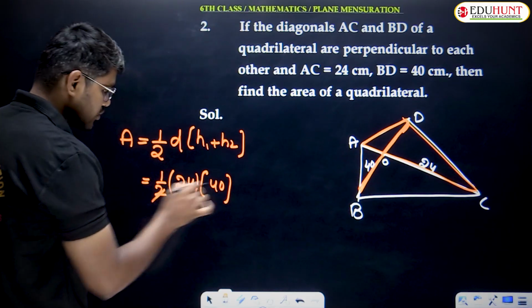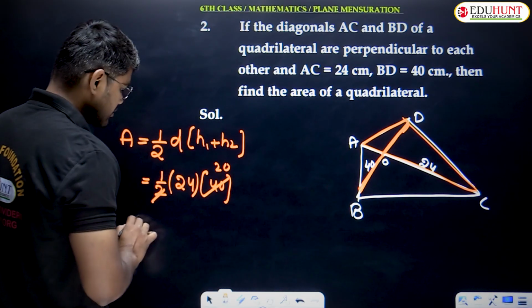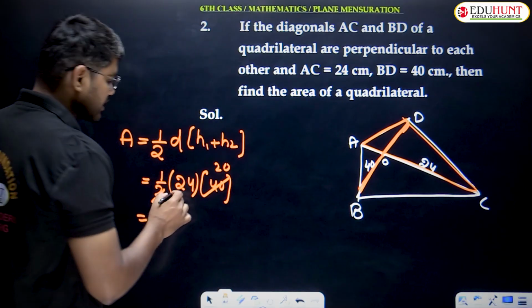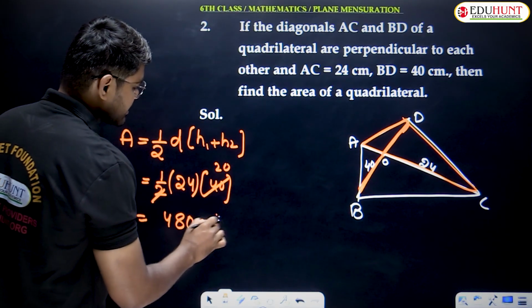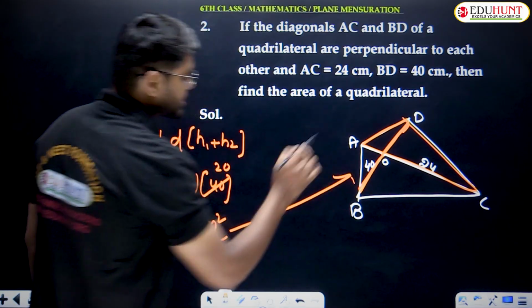Two ones are two, two twos are twenty. So, 20 into 24. Two fours are 8, two twos are 4. 480 centimeter square is the area of this quadrilateral.